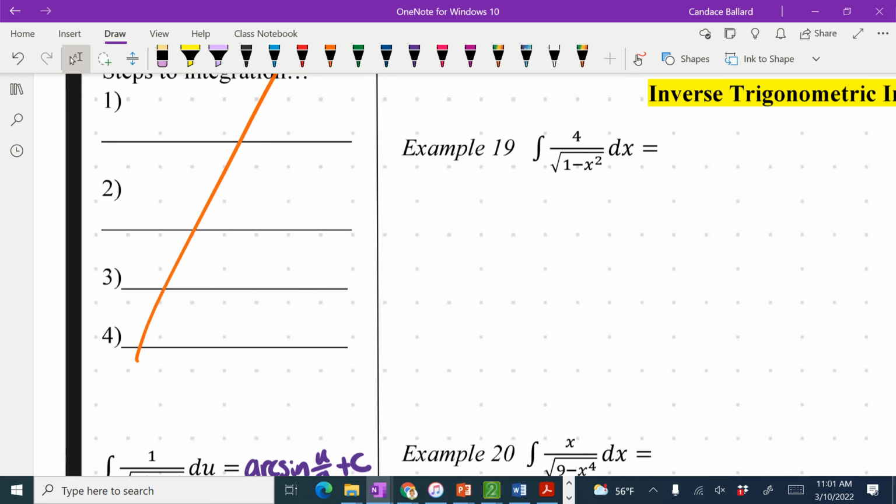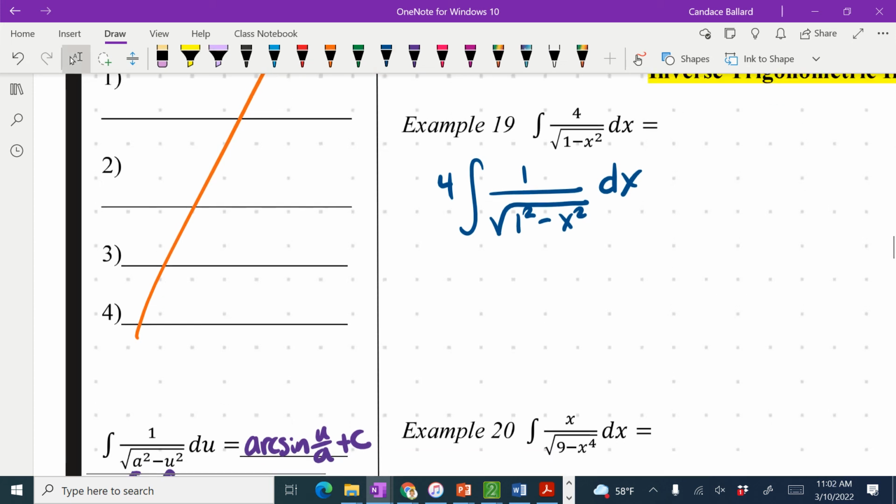I am going to choose to rewrite 19 just a little bit. I'm going to take that 4 and move it outside. So you've got 4, the integral of 1 over, and I'm going to try to get it into that squared format. Another name for 1 would be 1 squared, right? Minus x squared dx. All right, so what is the A part of that? The 1. What's the u part of it? The x, right? So I'm just going to simply substitute those in the place they go in the formula.